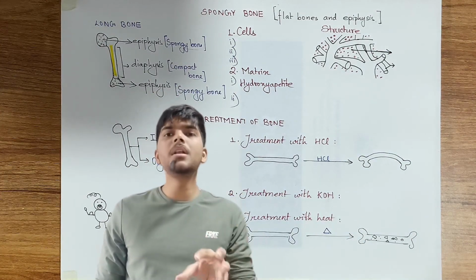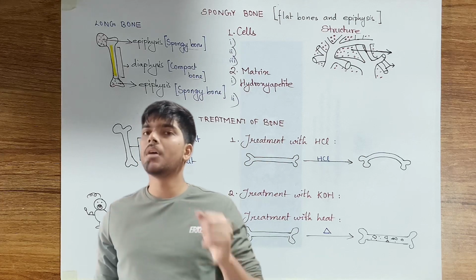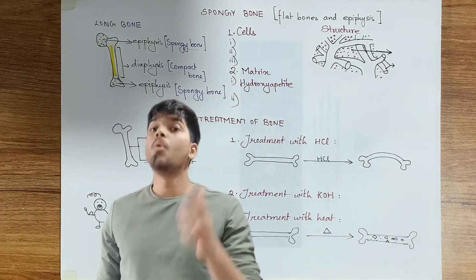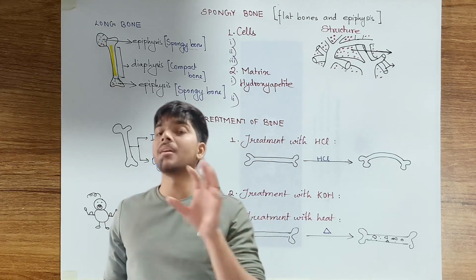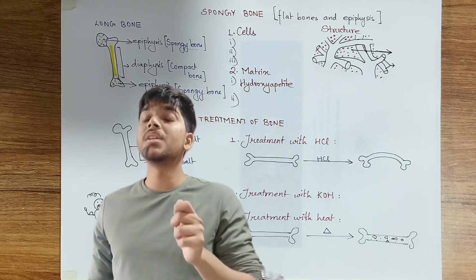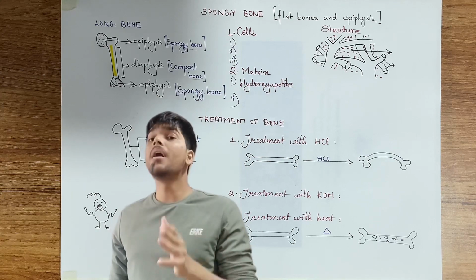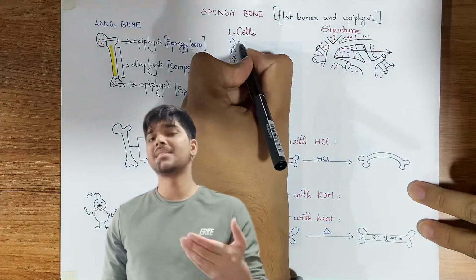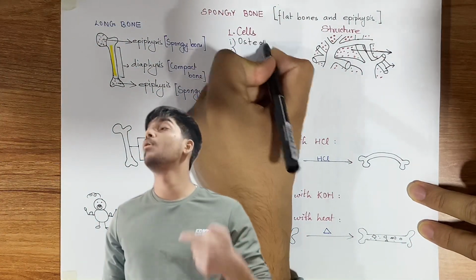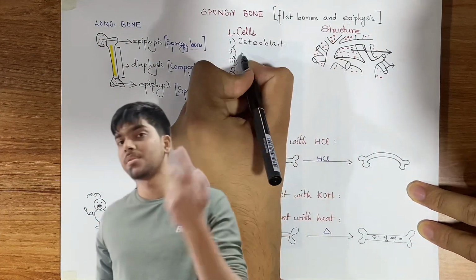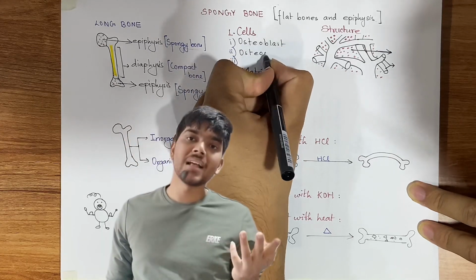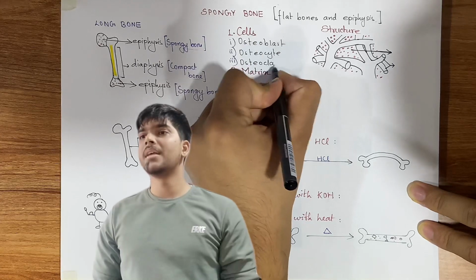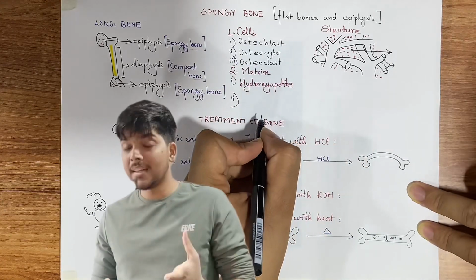Spongy bone is similar to compact bone in terms of cells found in it and the composition of matrix. What's different between spongy bone and compact bone is the arrangement of these cells. The cells found are the same as that of compact bone. That is, you have osteoblast cells that give rise to osteocytes, and then there are osteoclast cells to eat up old osteocytes. And then the matrix obviously contains organic substance and inorganic substance.